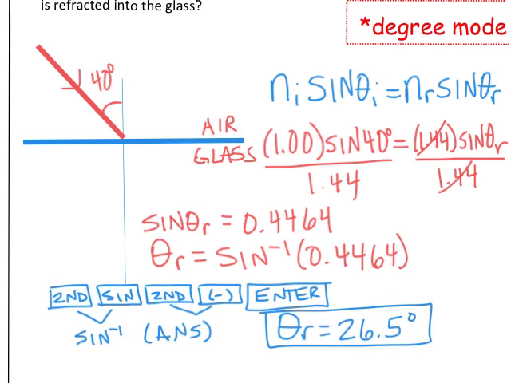Now what this means for our picture, this 26.5 degrees would be measured from the normal line. So when this light comes in and refracts, I'm only going to have an angle right here of 26.5 degrees. So that tells us that the light is going to bend more toward the normal. And just looking ahead a little bit, whichever index of refraction value is higher, so 1.44 was higher than 1, that side or that material is going to get the smaller angle.